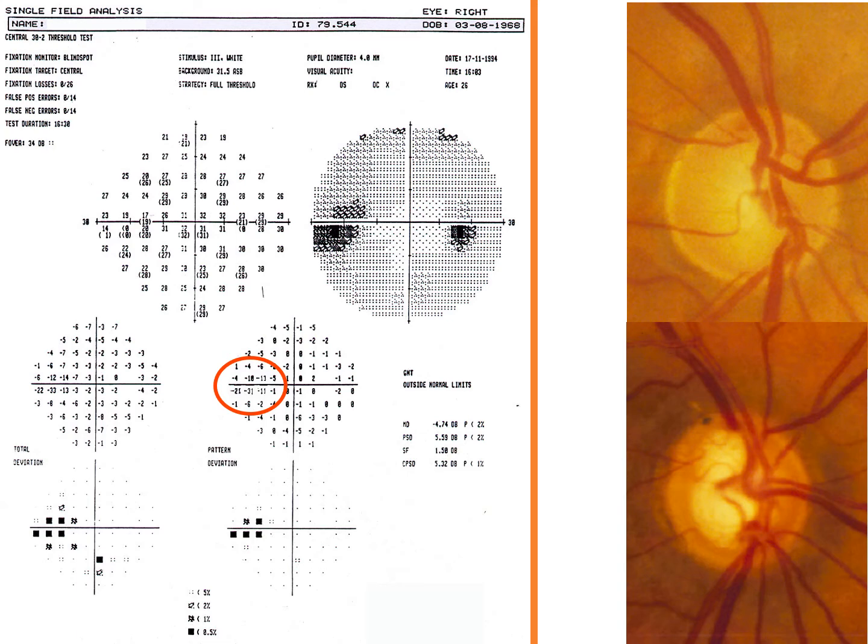So it is not easy to match visual field and optic disc, and sometimes you observe a disc that can appear with very important damage, and the visual field has damage but not so severe.